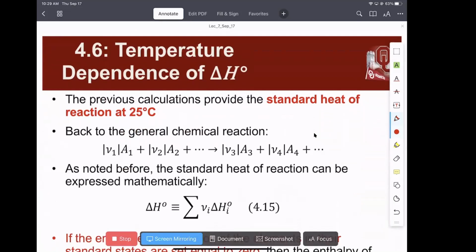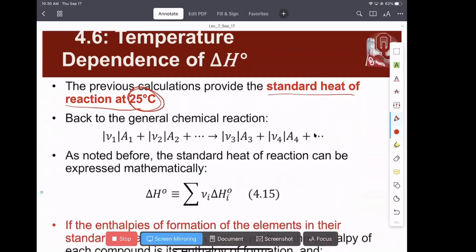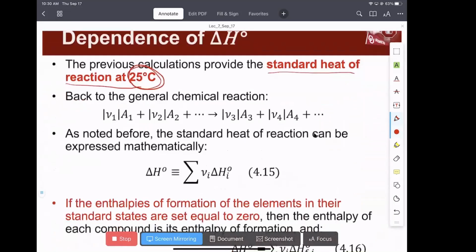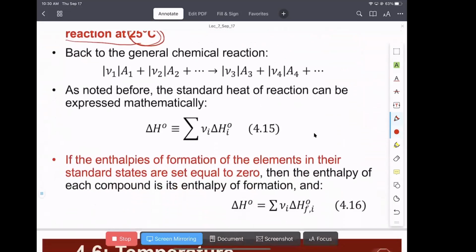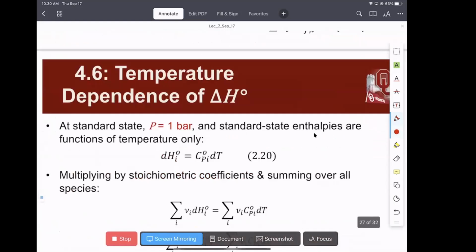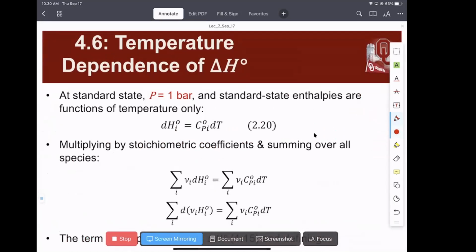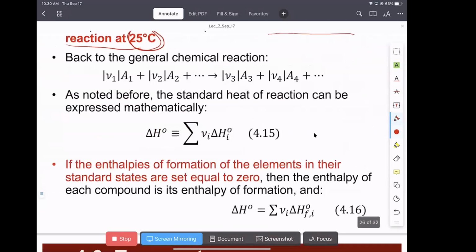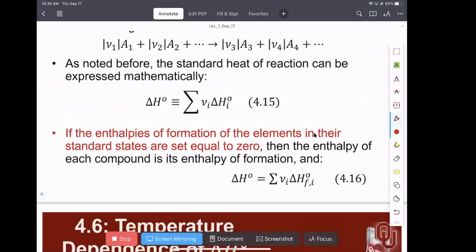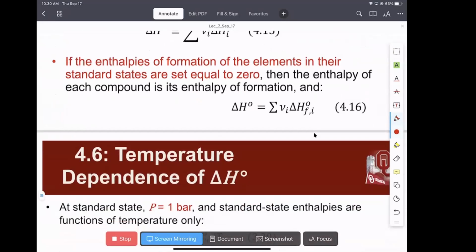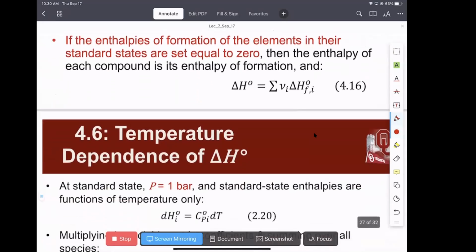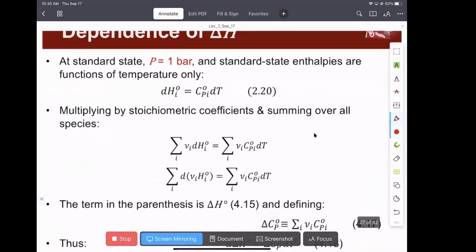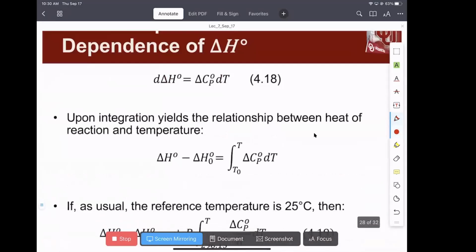So here is the standard heat of reaction at 25 degrees C. That is straightforward. We just look up the appendix, and we have those values. But if we are not at 25 degrees C, then we need to worry about the temperature effect. So I'm skipping those slides because I've more or less described those terms or those equations in calculating mixtures or reactions. Okay, so let's move on to the temperature dependence.